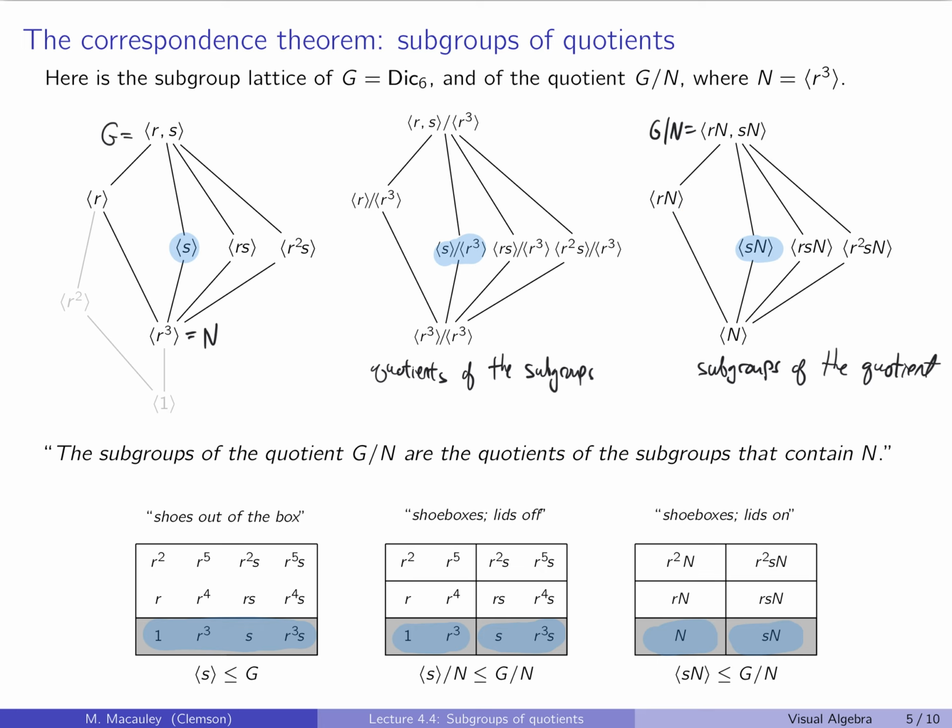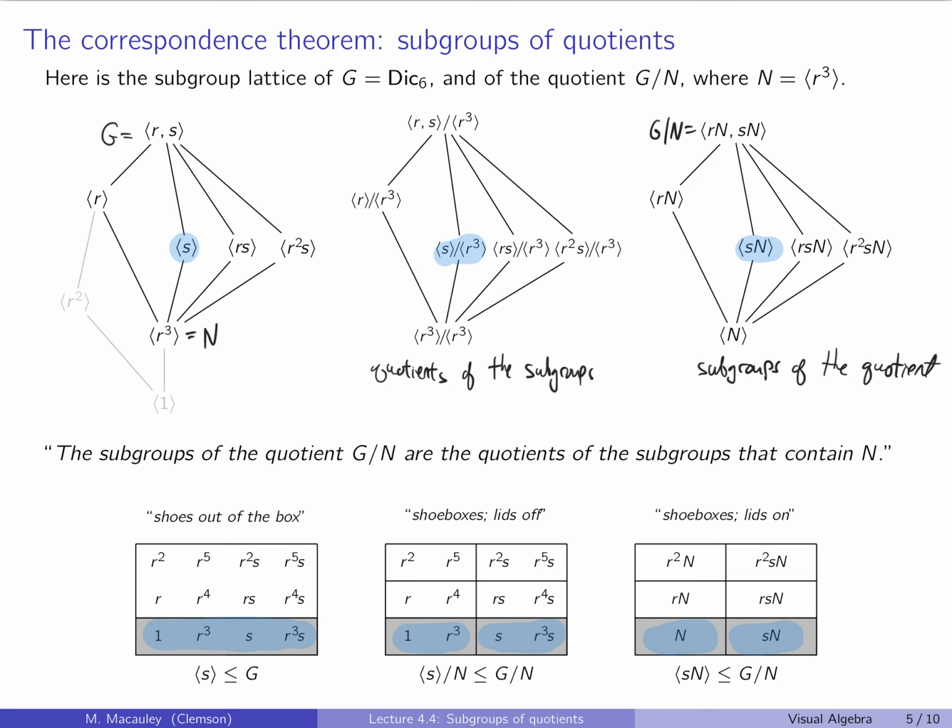Now, what do I mean by that? Well, the index of this subgroup in here is the same as the index of this subgroup in here. The intersection of 2 subgroups over here corresponds to the intersection of 2 subgroups over here. And I'll formalize this pretty soon.